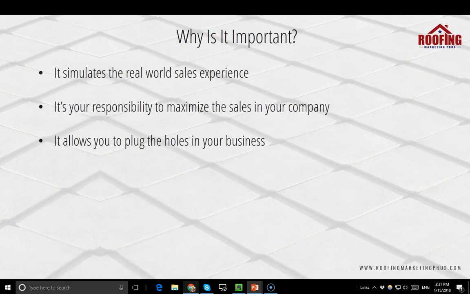So why is it important? I just gave you a visual representation of what a marketing funnel is, but basically what it does is that it simulates a real world sales experience.